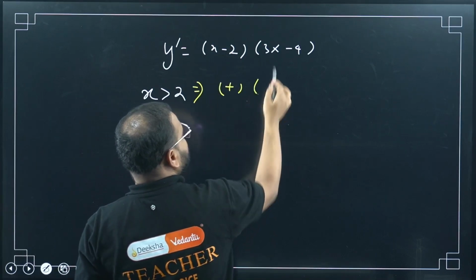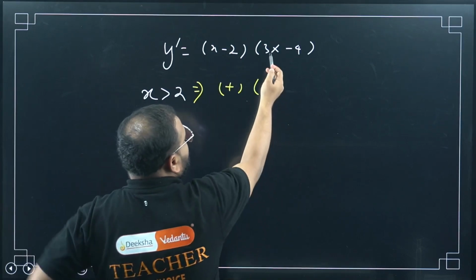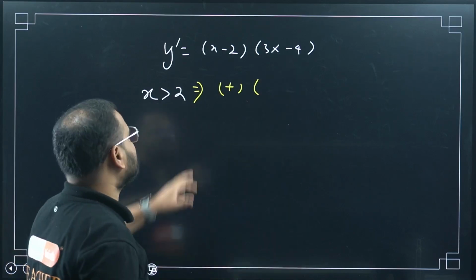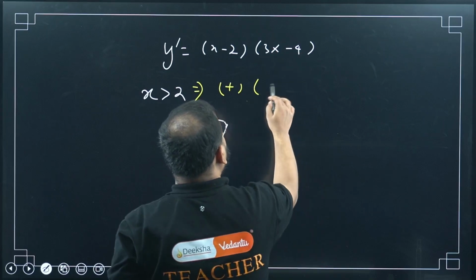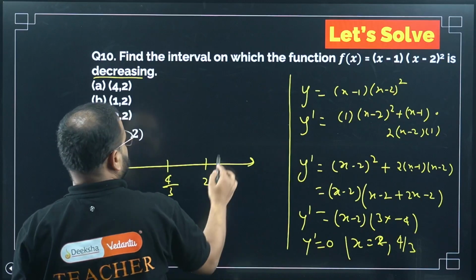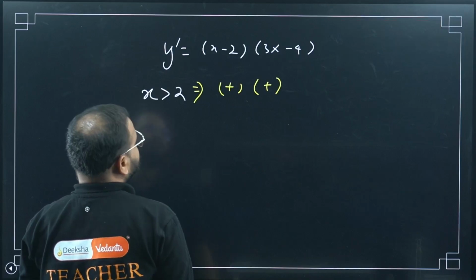Positive here. What is more than 2 means? This will always be positive. 3x minus 4 will also be positive, because 3 times 2 will be 6, and 6 minus 4 will be positive only. So this is positive.